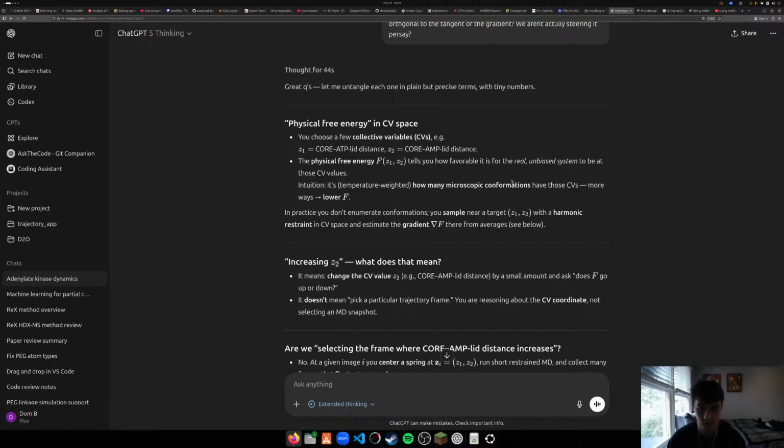In practice, you don't enumerate conformations. You sample near the target with harmonic restraints in the CV space, then estimate the gradient from averages. Okay.